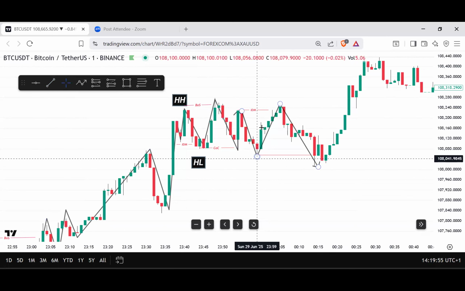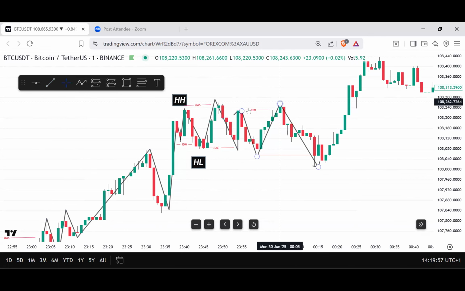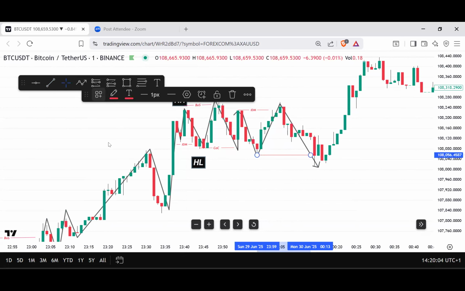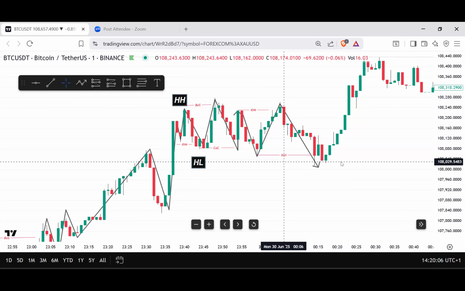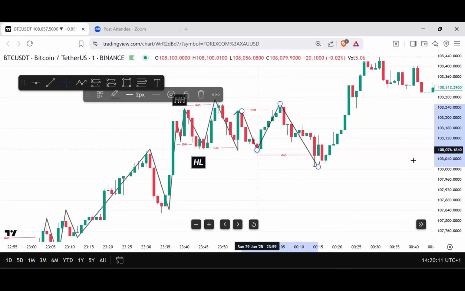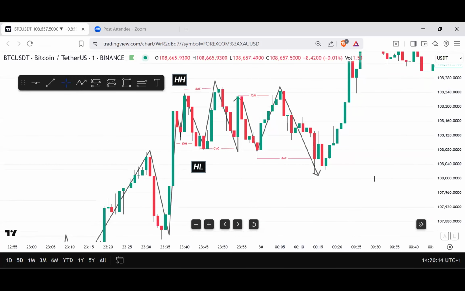So we now had this correction that took out this inducement, and this move was to form the break of structure. Did you see that? Now, the break of structure, let's check. Did it close below?